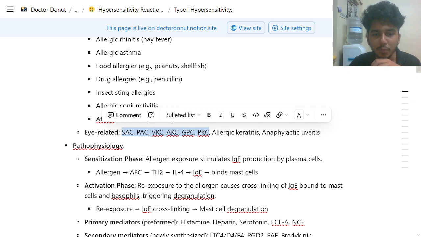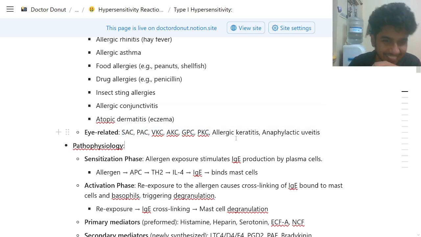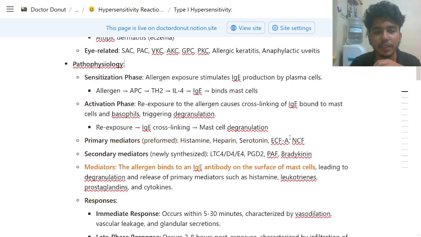All right, so the first one is seasonal allergic conjunctivitis, and then we have perennial allergic conjunctivitis, vernal keratoconjunctivitis. This one is a little important because people ask questions about it. By people I mean examiners. Atopic keratoconjunctivitis, and then you have giant papillary conjunctivitis, and all of these are just conjunctivitis. Just remember, conjunctivitis happens due to allergy. Can happen due to allergic keratitis and anaphylactic reactions.